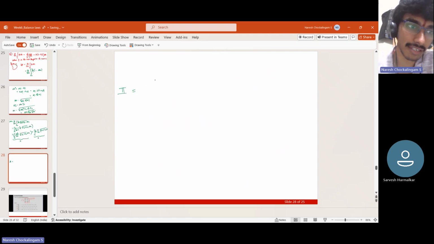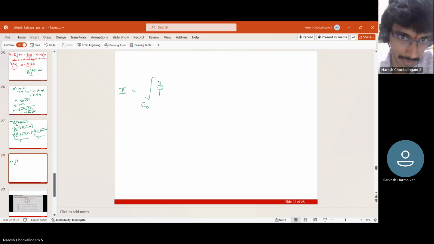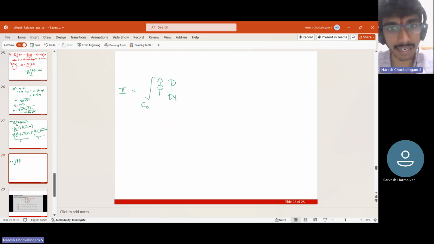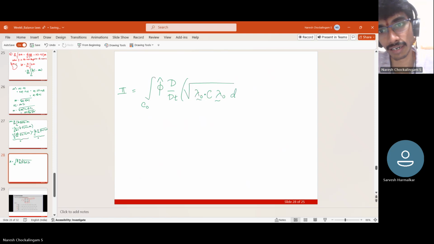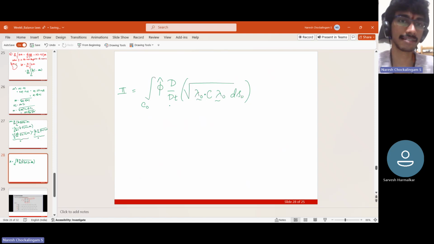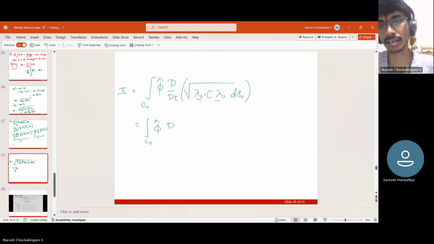It is nothing but the integral over c naught of phi, this is a scalar, d by dt of the square root of lambda naught dot C lambda naught ds naught. I can take this ds naught into the square root. So what I get is integral ds. So what I'm getting is the integral over c naught of phi ds by dt.